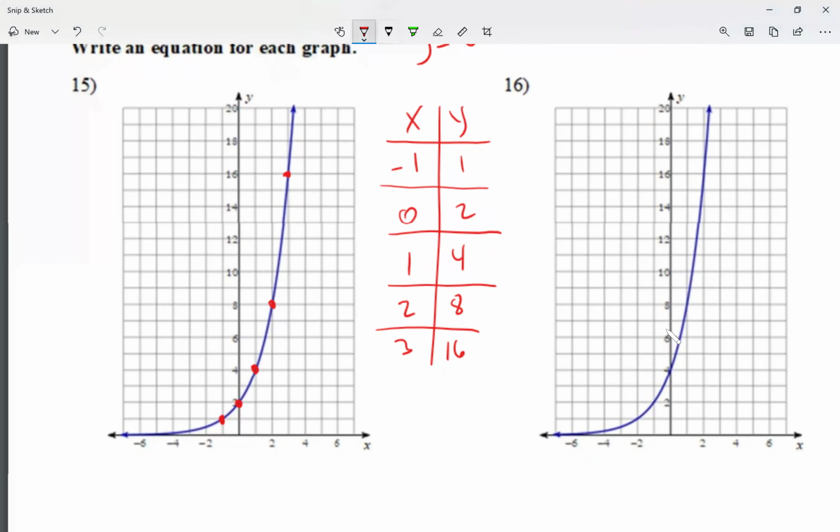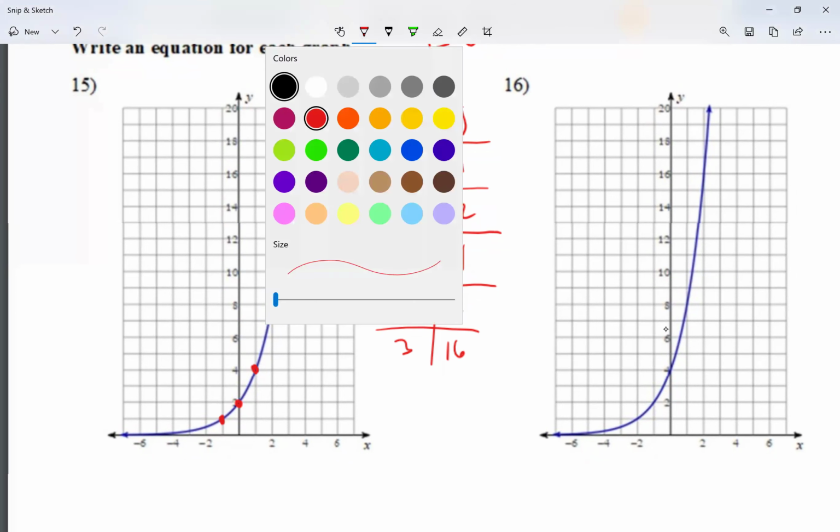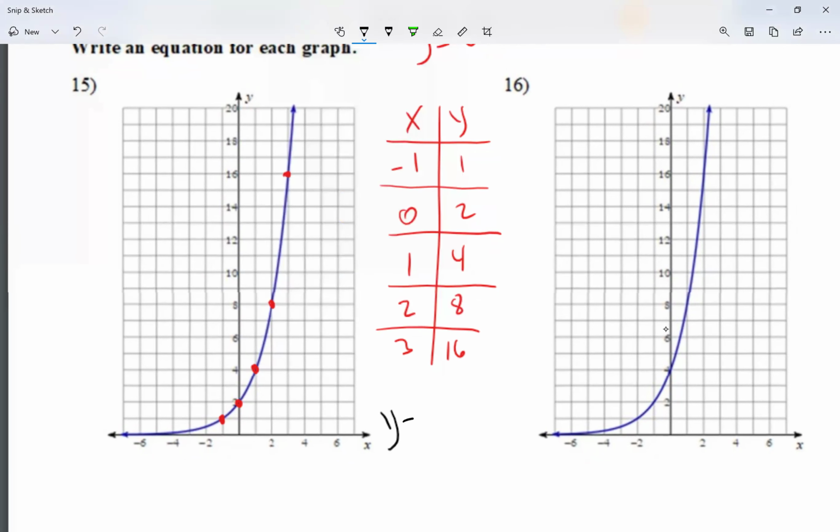I'm looking at my equation. It's going to go like y equals. The first value that I have to find is my initial value. What's the y value when x is equal to 0? I'm really looking at this point right here. What's the y value when x equals 0? So 2. That's going to be my initial value. So 2 times. Now, what's my multiplier?